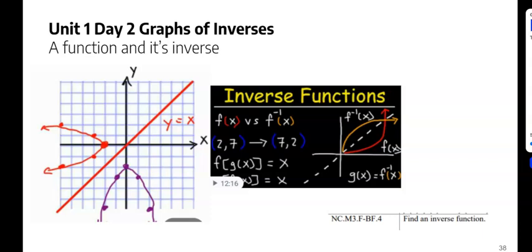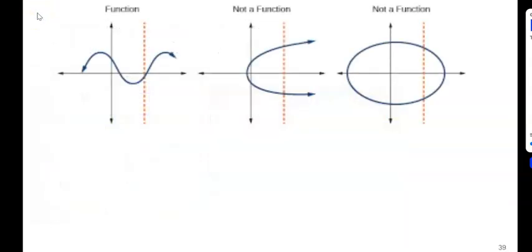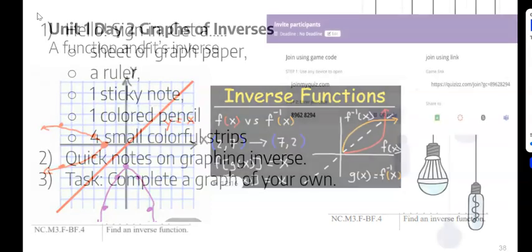Hello everybody, welcome to my second video, Unit 1, Day 2, Graphs of Inverses. You see a little bit about it here. We did inverse on Day 1, learned how to do linear ones, quadratic ones. Didn't do an exponential yet. May come across that at some point today or on Day 2.